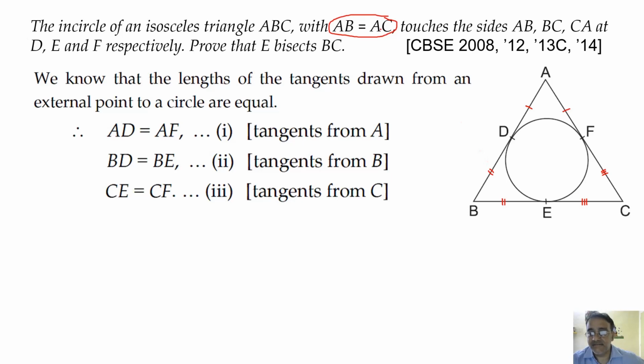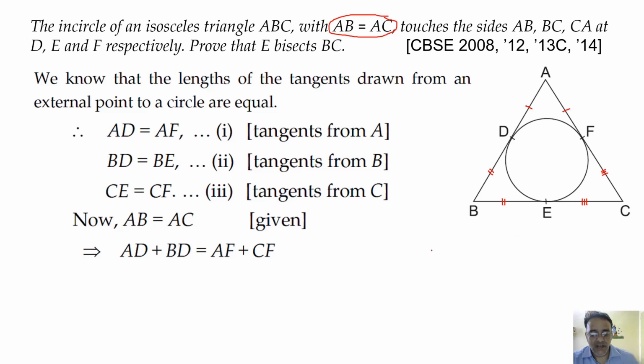How will you write AC? AF plus FC. Very good. So AB we can write as AD plus BD and AC we can write as AF plus CF. Now these two are already equal, AD and AF. These two are equal, right? So we can eliminate them, and we get BD is equal to CF.